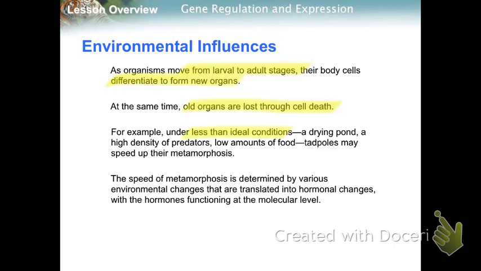Under less than ideal conditions, like a drying pond, high density of predators, or low amounts of food, tadpoles may speed up their metamorphosis. The speed is determined by environmental changes that are translated into hormonal changes, and then that changes the cells and the rapidity, the speed at which cells change.